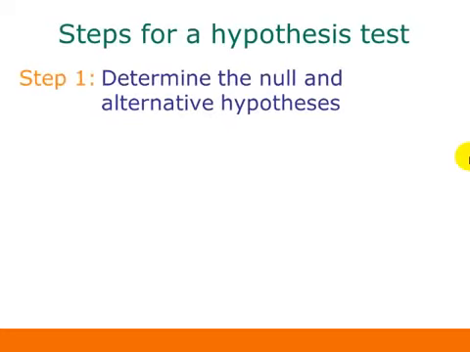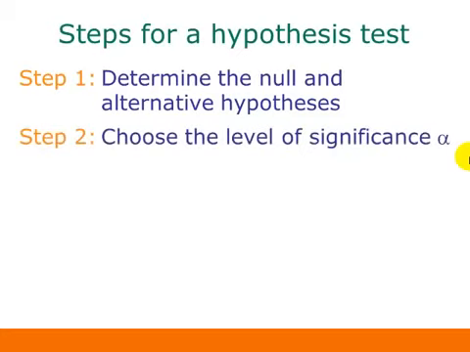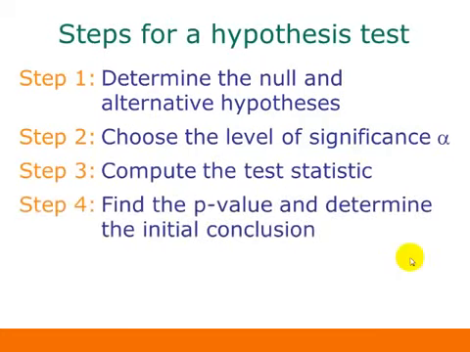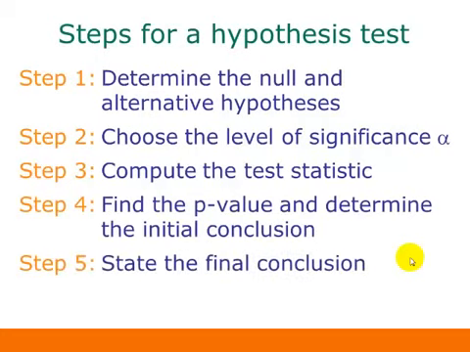So step 1 is to determine the null and alternative hypotheses. Step 2 is to choose the level of significance, alpha. Step 3 is to compute the test statistic. Step 4 is to find the p-value and determine the initial conclusion. And step 5 is to state the final conclusion.